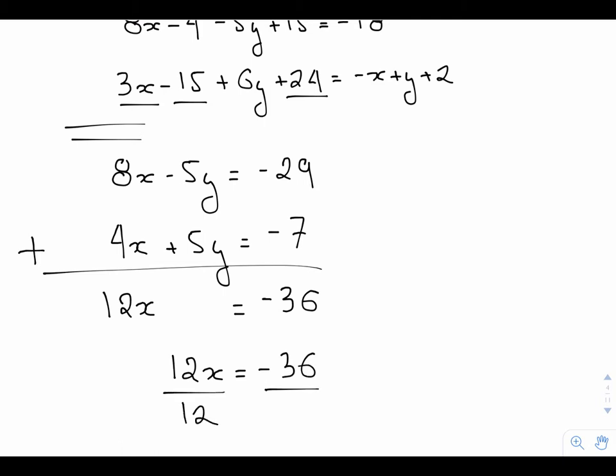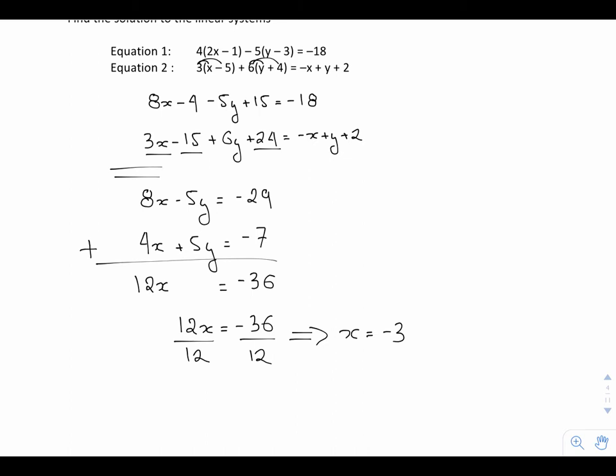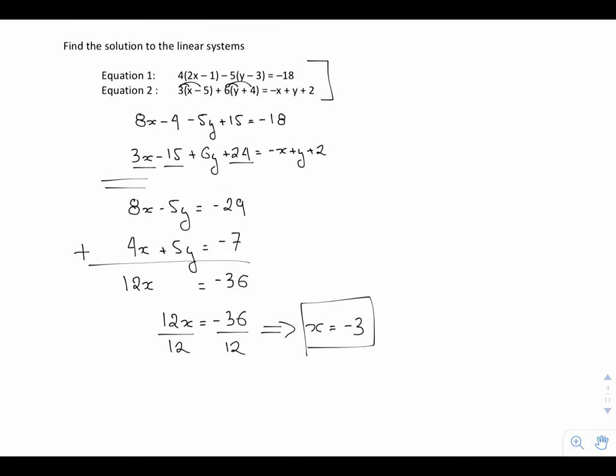Divide both sides by 12. And I obtain x equals negative 3. So there's my first value for x of my point of intersection. Now to solve for y, I can take this negative 3 and substitute it into, look, you can always go back to the original two equations if you want, but I would recommend using the simplified version of those equations because there's less calculation involved.